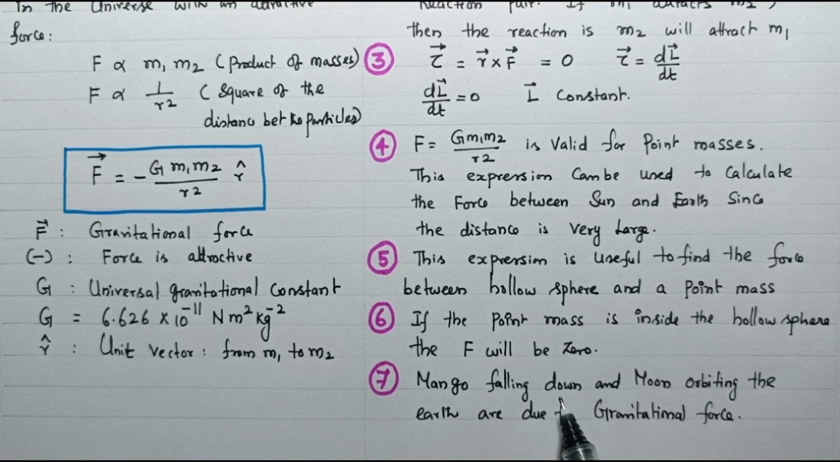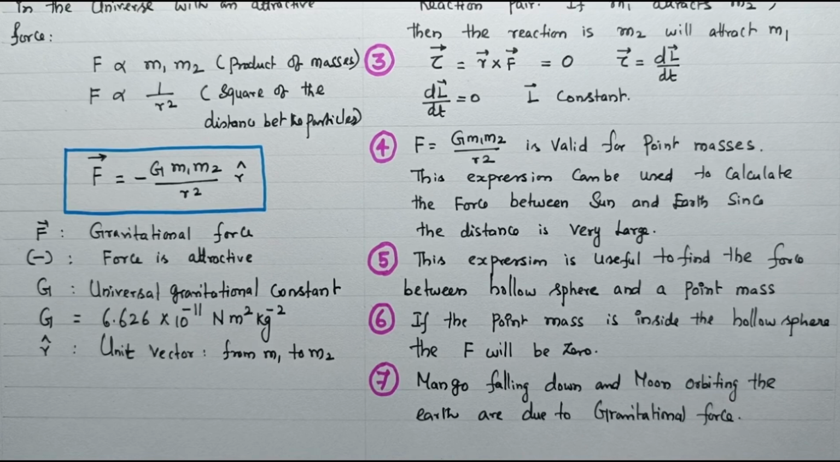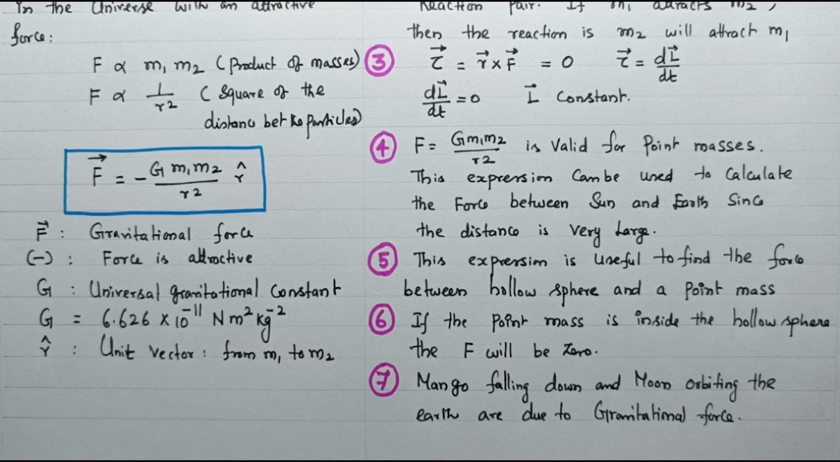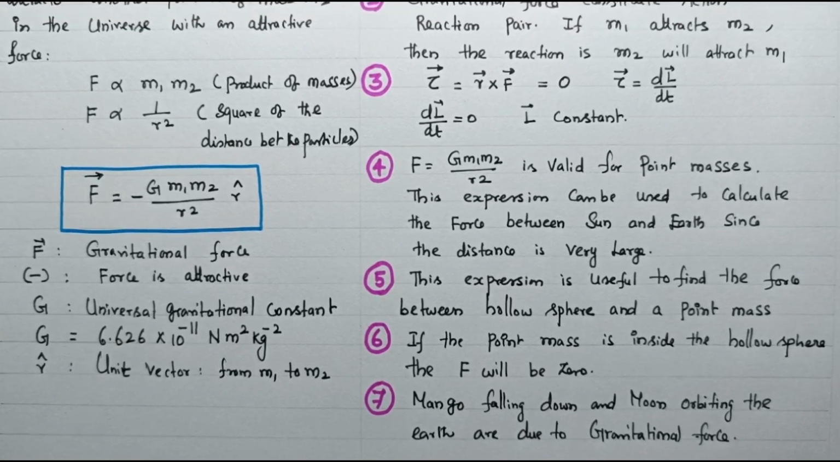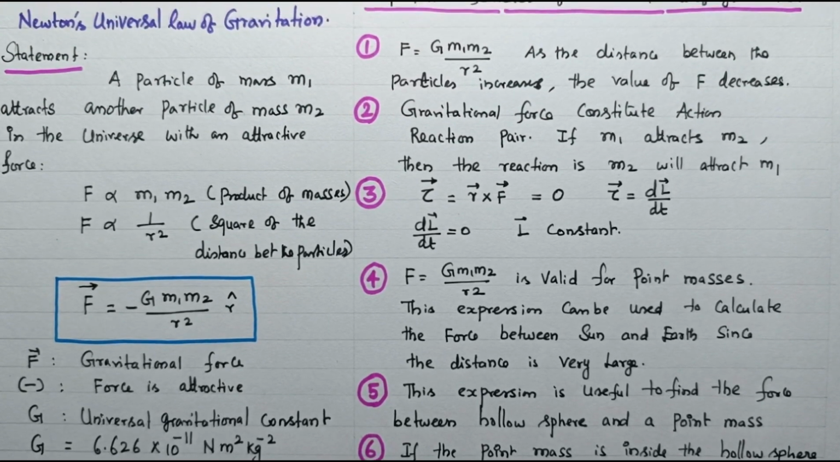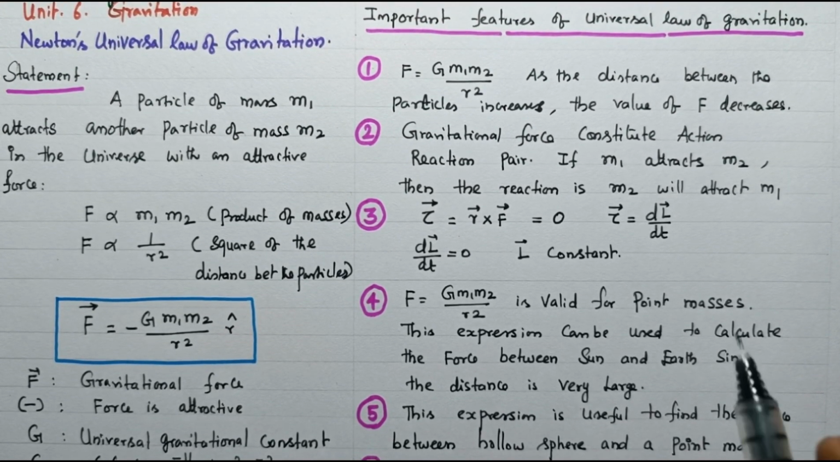Mango falling down and moon orbiting the earth, the same gravitational force is responsible. These are the important features of universal law of gravitation. So these are the points regarding the universal law of gravitation.